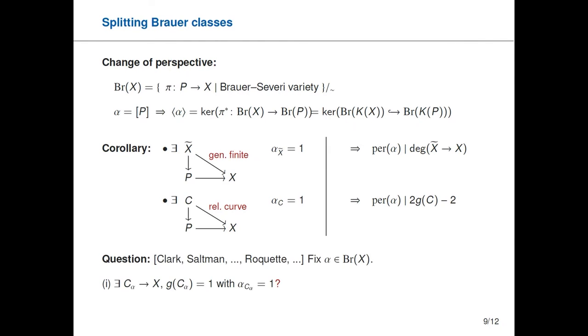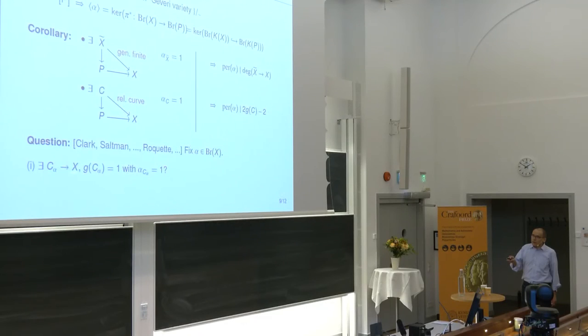And so Clark, Saltman, but it goes back much further, then ask, can I maybe, for every class in the Brauer group of a scheme or variety, find a curve that will depend on the alpha? By a curve now I mean a curve relative over X, so that's a scheme where the generic fiber is a curve. The fiber should be a curve of genus 1, such that the pullback of alpha is trivial. Okay, so that would be allowed by this restriction.